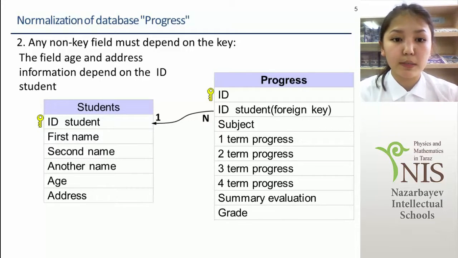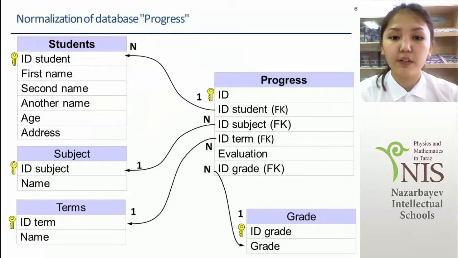In the third step of normalization, we have 5 tables which are called student, subject, progress, grade and terms. Here the main purpose is that we must create the relationship between non-key attributes, and all of the non-key fields must be related with each other.